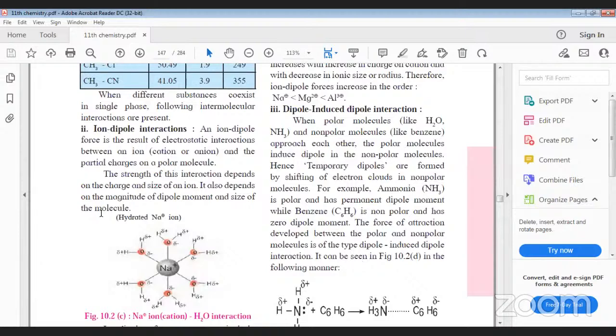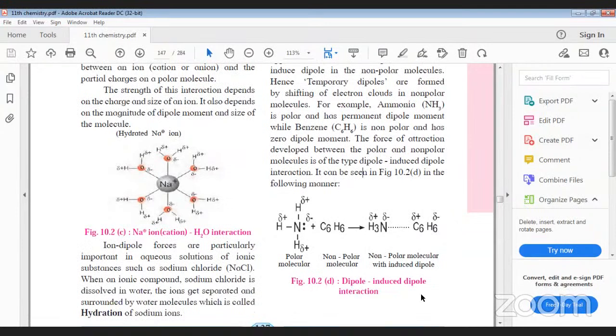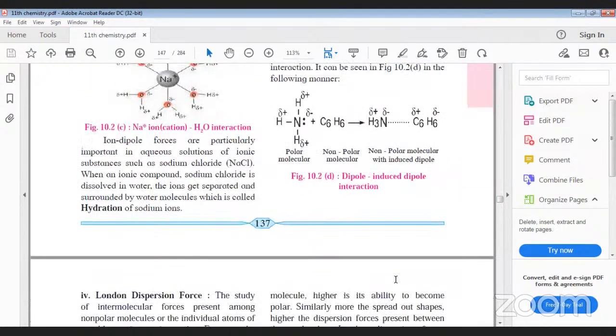So a polar molecule has a permanent dipole moment, whereas a non-polar molecule has a zero dipole moment. When a polar molecule comes in the vicinity of a non-polar molecule, due to the force of attraction, there is a generation of charges, or an induced dipole moment, developed on the benzene, and benzene shows a temporary dipole moment. It becomes polar for a temporary period, and such a dipole moment, which is induced due to the presence of a polar molecule, is called a dipole-induced dipole interaction.